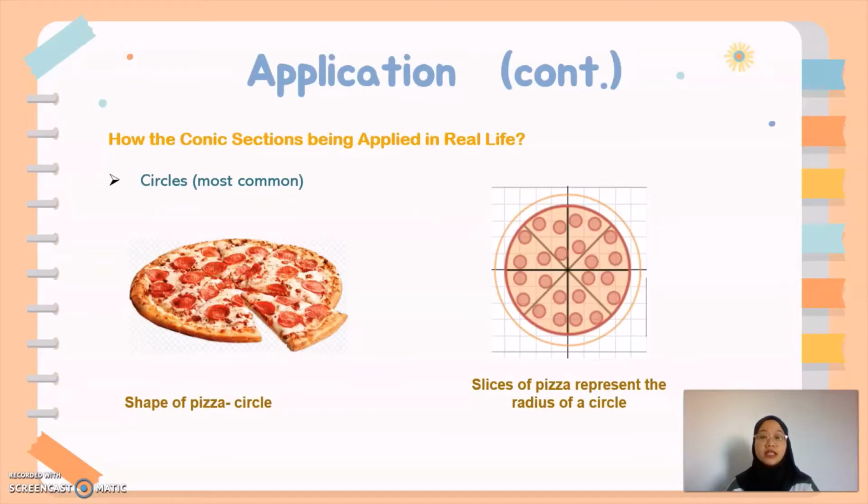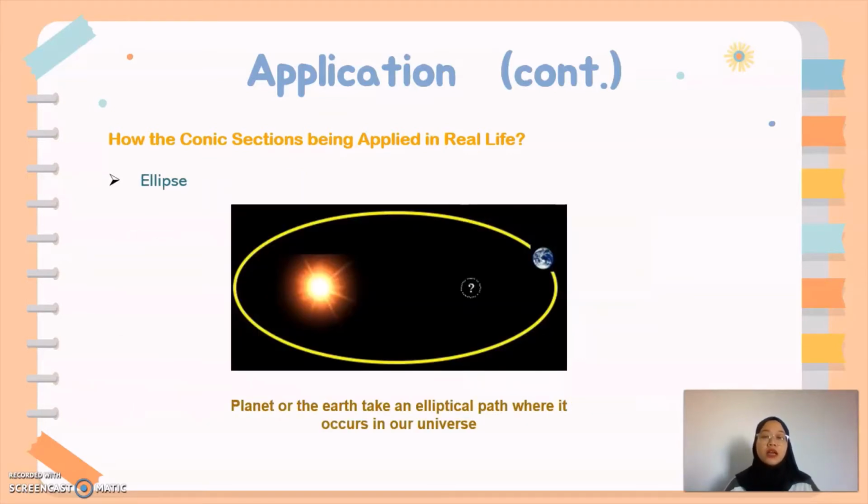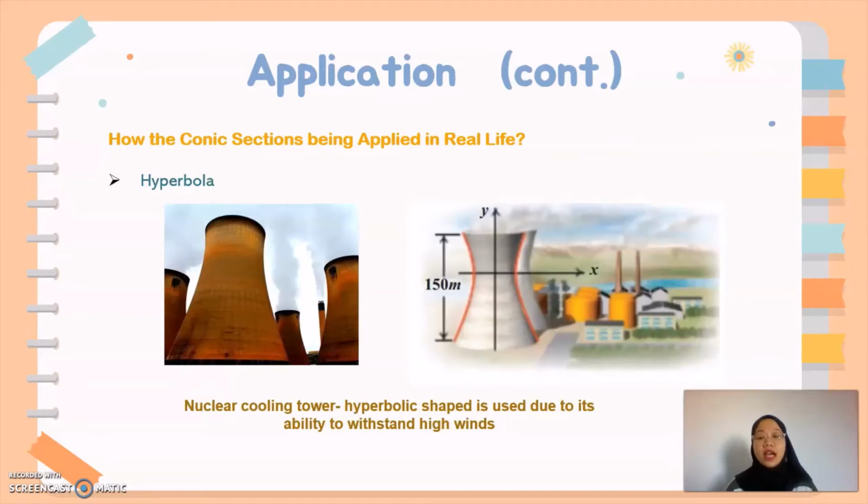Second is circles. For example, a pizza. The shape of the pizza is a circle, the center of the pizza represents the center of the circle, and the slice of the pizza represents the radius of the circle. Next is ellipse. We can find that a planet or the earth takes an elliptical path in our universe. And last is hyperbola. For example, a real life application is the nuclear cooling tower.